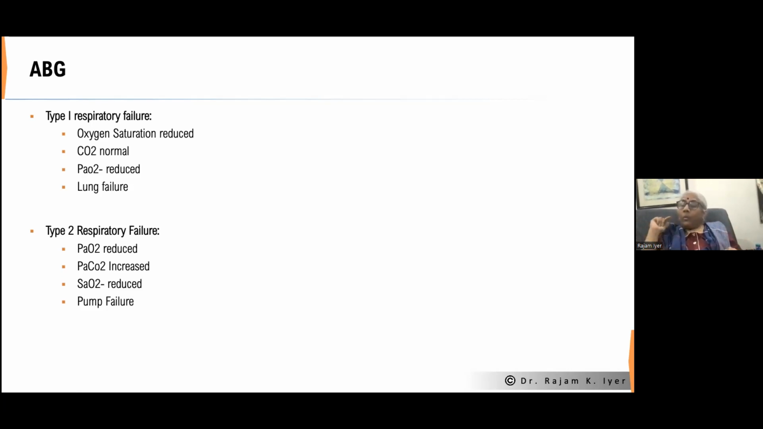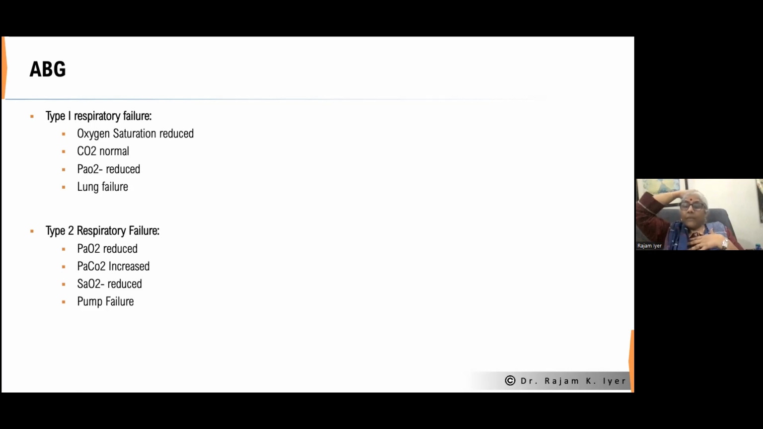Now you tell me, what do you think are the causes of the type 2 respiratory failure? COPD. Okay. Especially chronic bronchitis. Pure emphysema or majority emphysema will be type 1. Chronic bronchitis is type 2. Restrictive lung diseases, chest wall diseases. So broadly, therefore, type 1 respiratory failure is lung failure. Type 2 respiratory failure is pump failure.